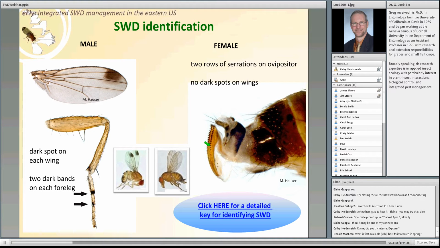For practical purposes, males are much easier. You don't really need a microscope to identify them. For females, it's really helpful to bring them in, and it will take a little bit of practice to get used to identifying the females, but it can be done. But it's really helpful to have a scope for that.